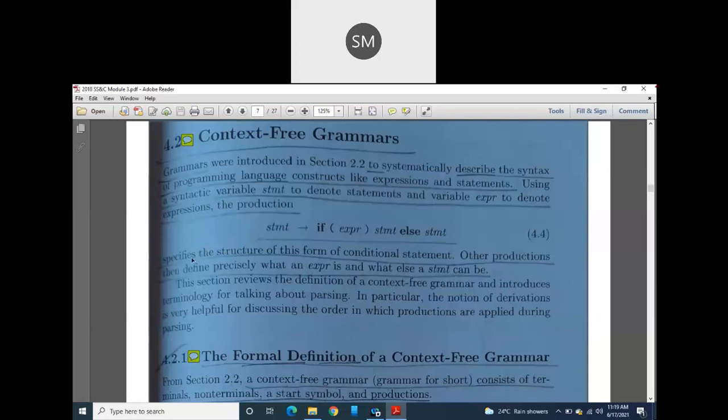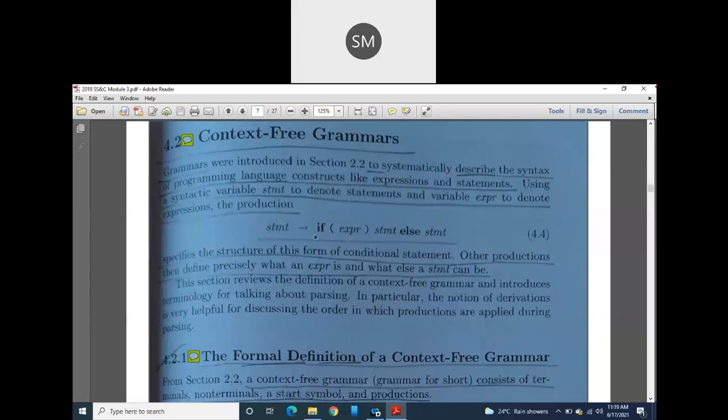So this production is telling us the structure of this form of conditional statement. Conditional statements will be in this structure. So we are writing this syntax of conditional statements in the form of production. Head of the production, body of the production, and the entire production is called a grammar.